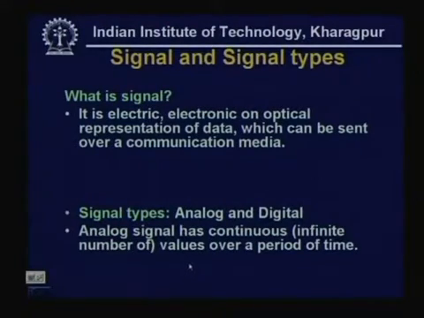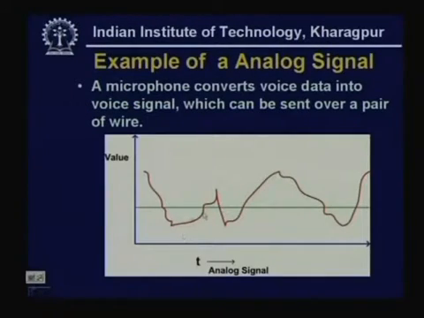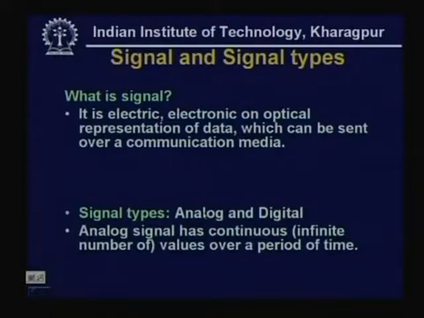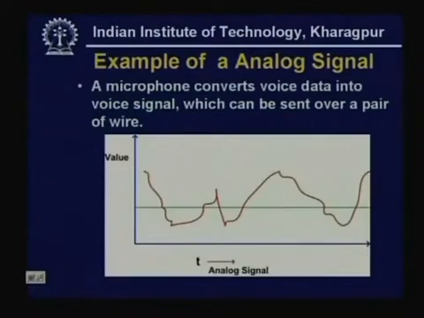Again, as we shall see, signals can be of two different types, analog and digital. It can be either analog or digital. An analog signal has continuous values over a period of time, or you can say an infinite number of values over a period of time. For example, here is an example of an analog signal.